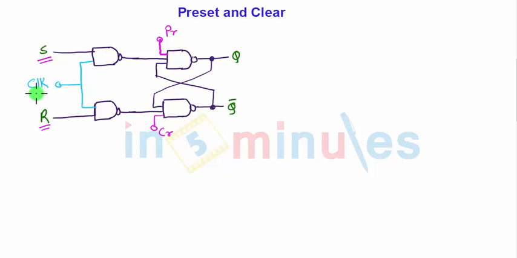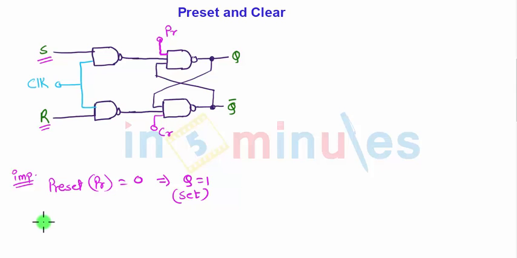What this signifies is important. If preset is equal to 0, this implies that Q will directly be equal to 1, that is nothing but the set position. That is, the flip-flop is set. And if the clear terminal is kept 0, that will set Q bar equal to 1, that is nothing but the reset condition. So you can directly set and directly reset a flip-flop.